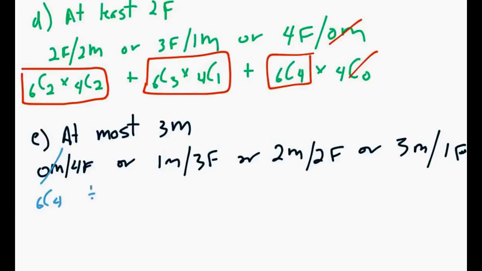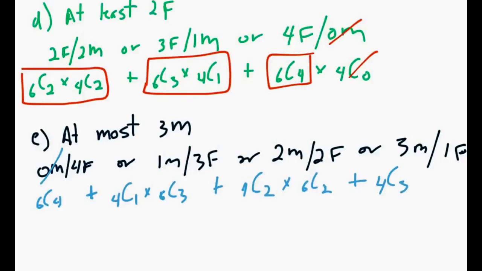So you just have 4 females, so 6C4. Then we'd have 1 male, so 4C1, and 3 out of 6 females, and then 2 and 2, and then 3 and 1. Okay, so that would be the way you do that one. You'd have to figure out all of them and add them together. But for this one, you can see it's quite a bit of work. There's 4 different steps, and you could go from there.